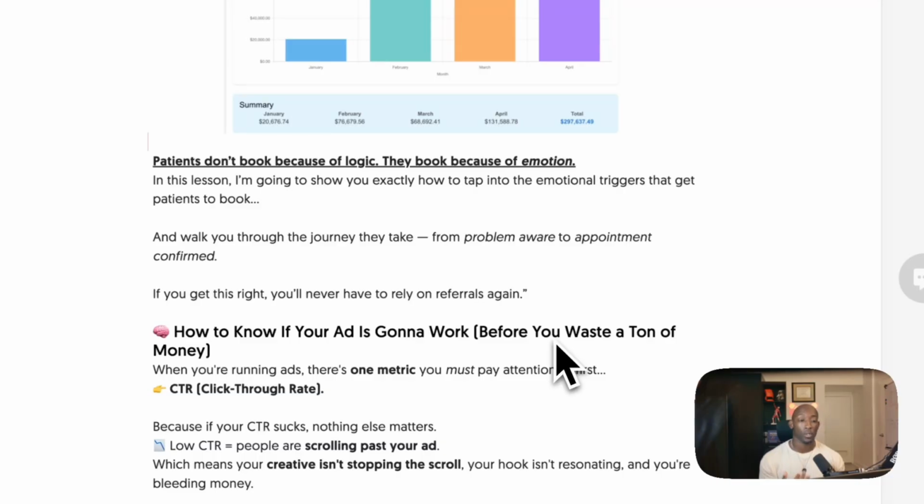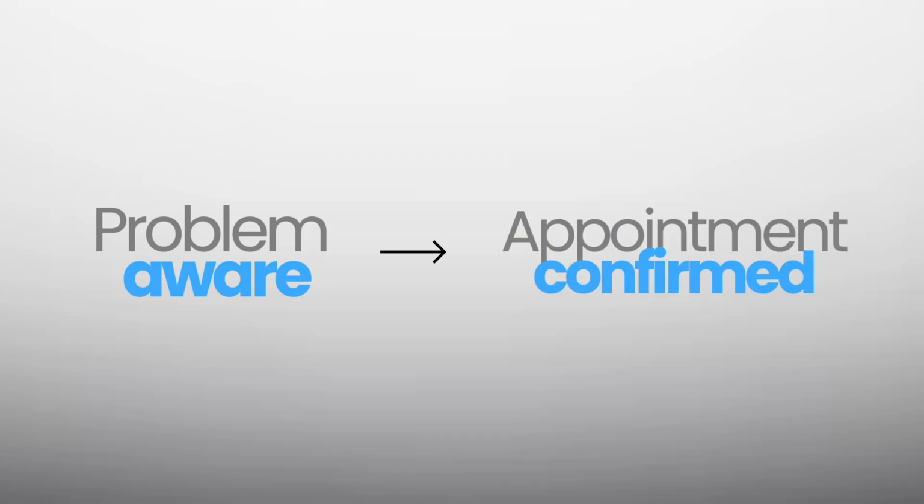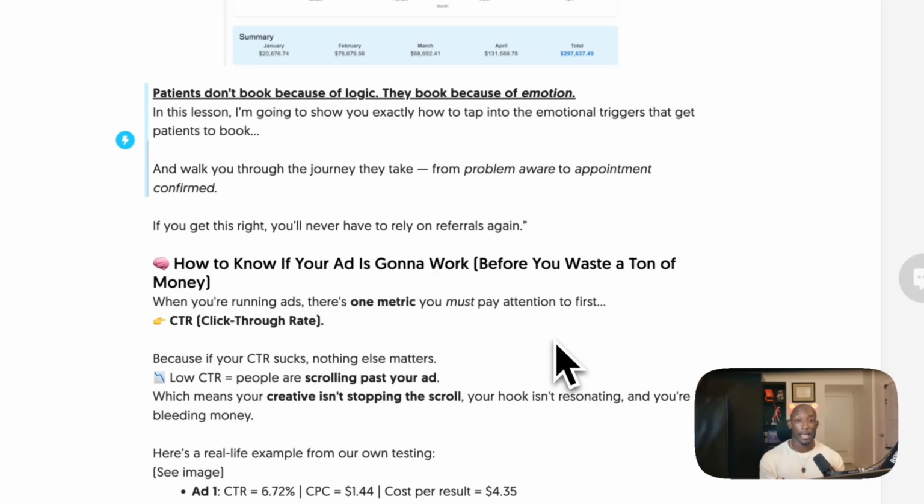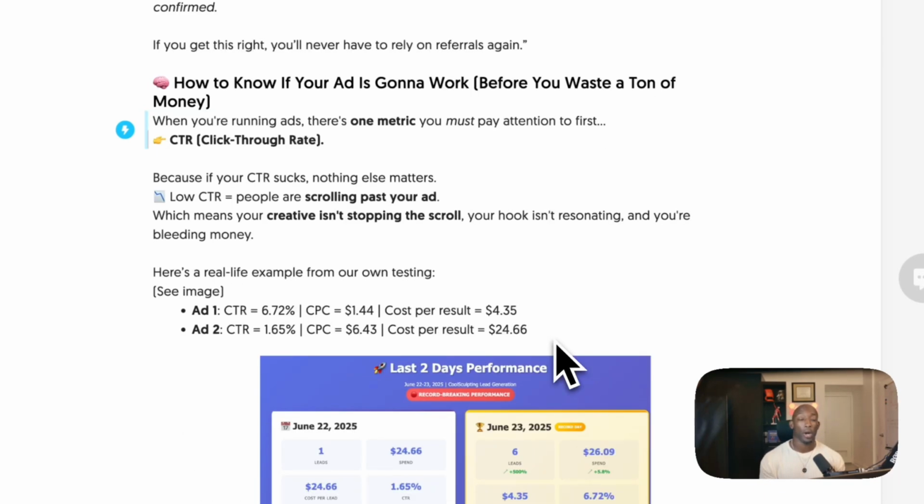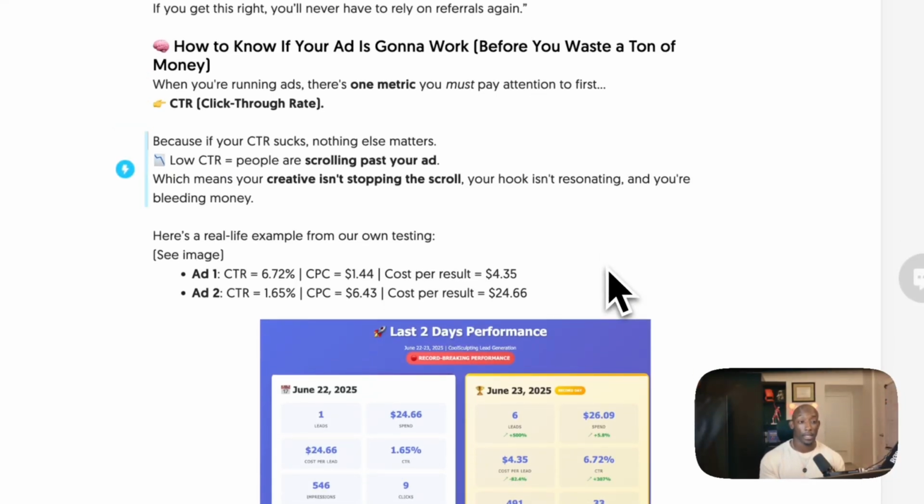So what I'm going to do is walk you through the journey from problem aware to appointment confirmed. That is the bridge that you need to take people if you're going to try to get cold traffic and get them to become your patient. And before I even go there, I want to teach you how to know if your ad's going to perform before you waste tons of money.